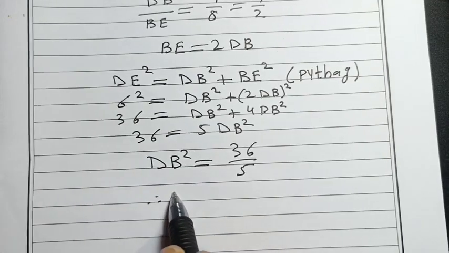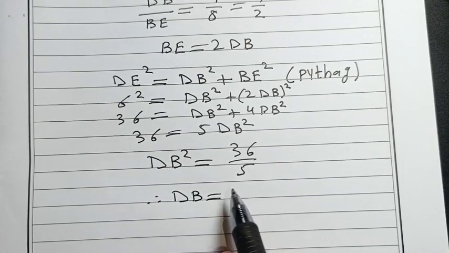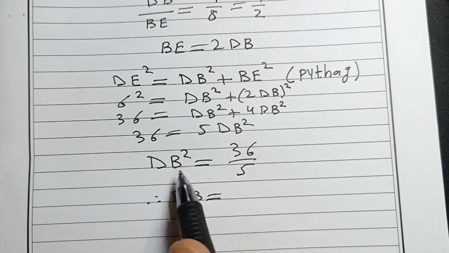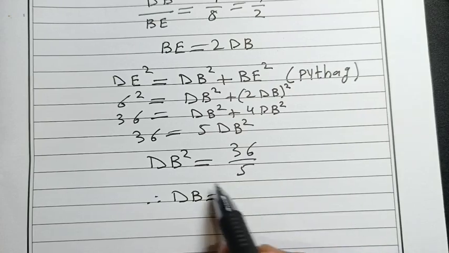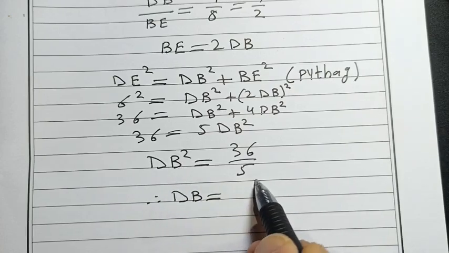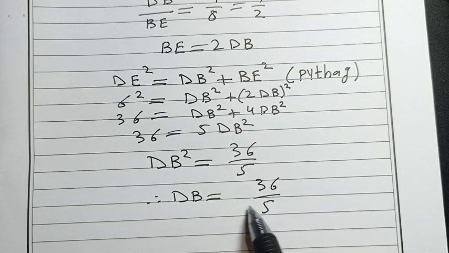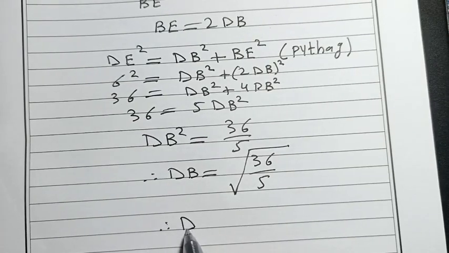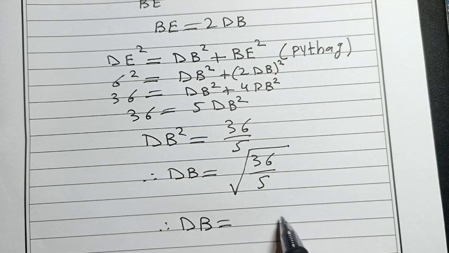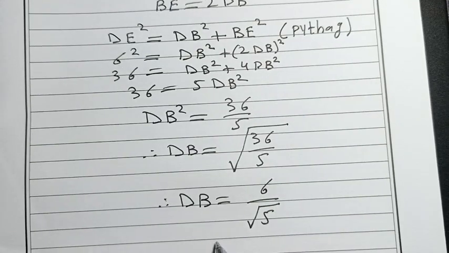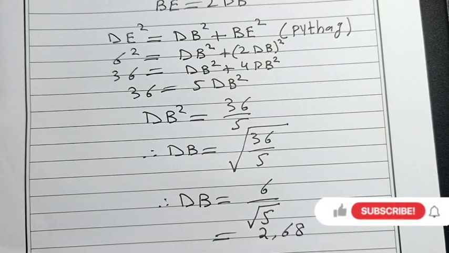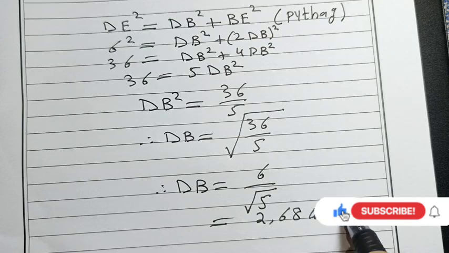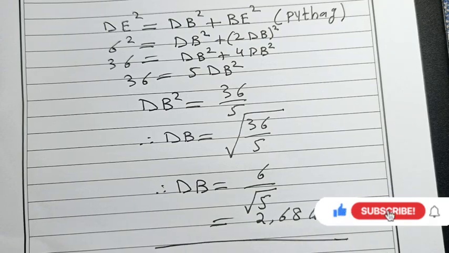Therefore DB is going to be equal to the square root of 36 over 5, because the square number I take over becomes a square root. So therefore DB is going to be equal to, using the calculator, 6 over the square root of 5, or you can say 2.68 units. So this is my final answer.